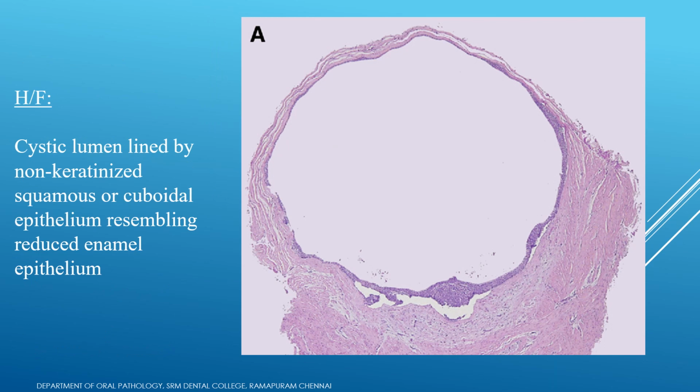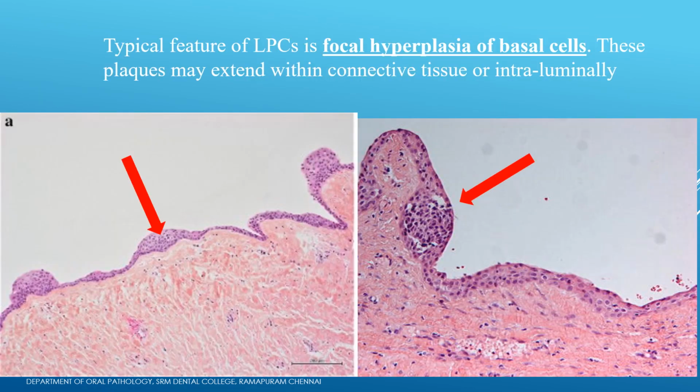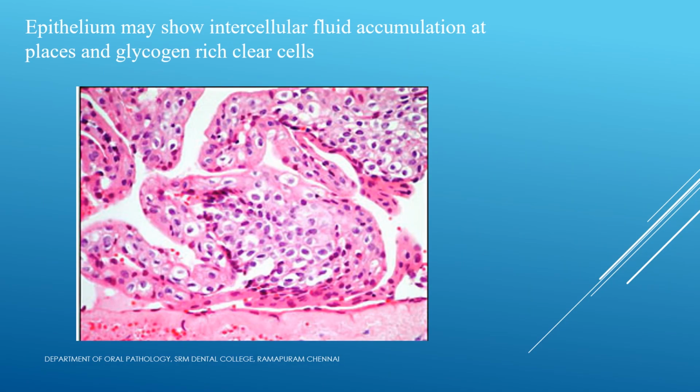Let's see about the histological features. In the lateral periodontal cyst, the cystic lumen is lined by non-keratinized squamous or cuboidal epithelium which resembles the reduced enamel epithelium. The typical feature of lateral periodontal cyst is the focal hyperplasia of basal cells. These plaques may extend within the connective tissue or intraluminally. Epithelium may show intracellular fluid accumulation at places and glycogen-rich clear cells are also seen.